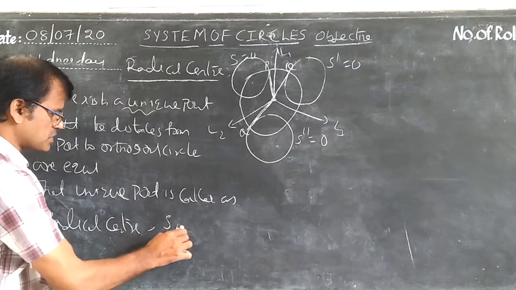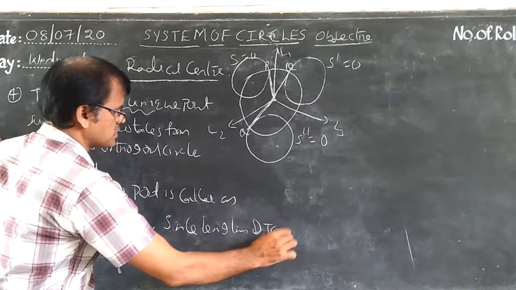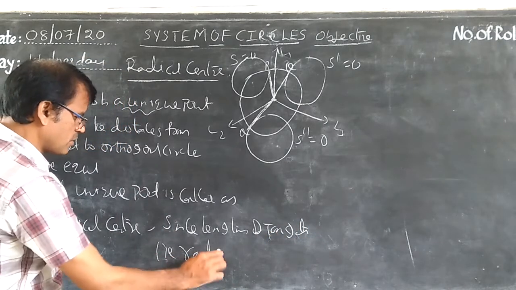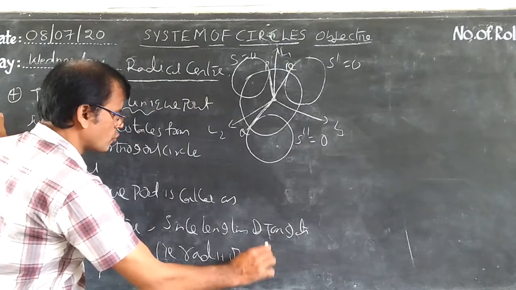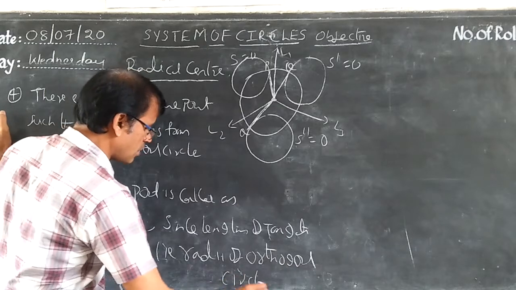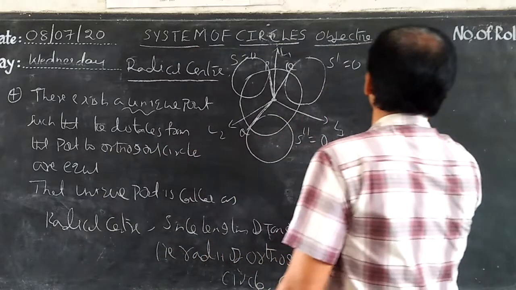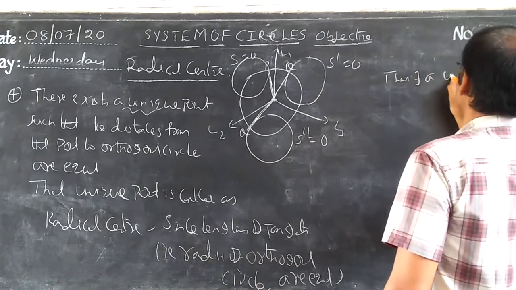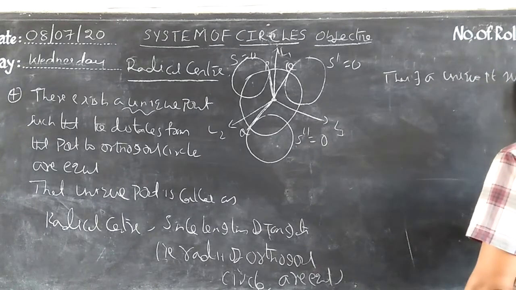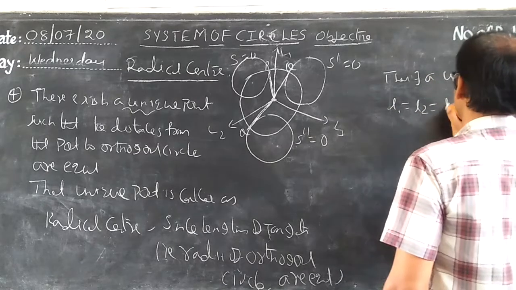We know that the lengths of tangents are equal, that is, the radii of the orthogonal circle. You can write: the radii of the orthogonal circle are equal, then there exists a unique point such that L1 is equal to L2 is equal to L3.